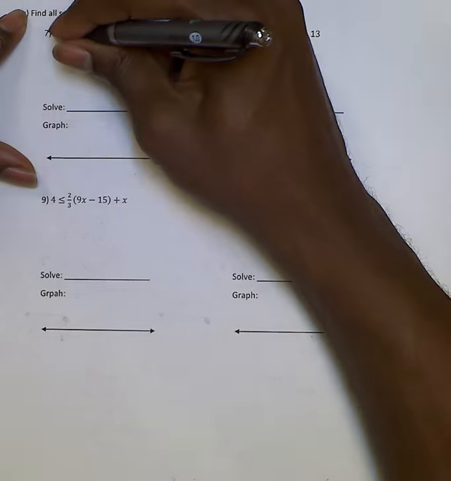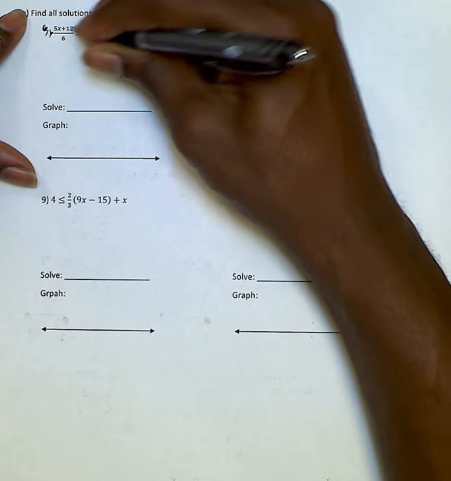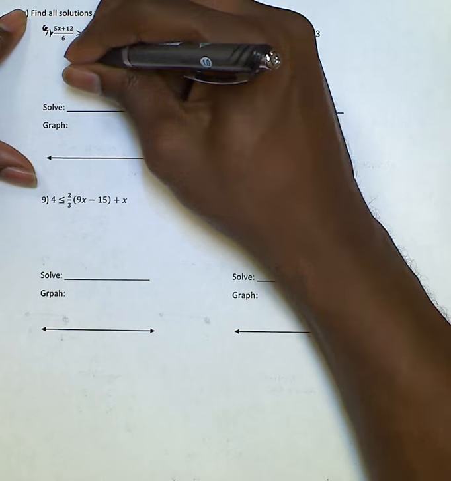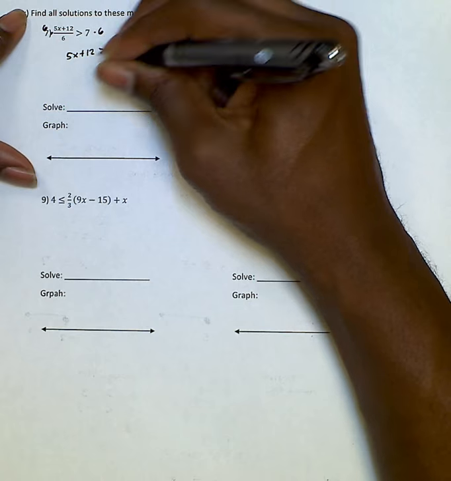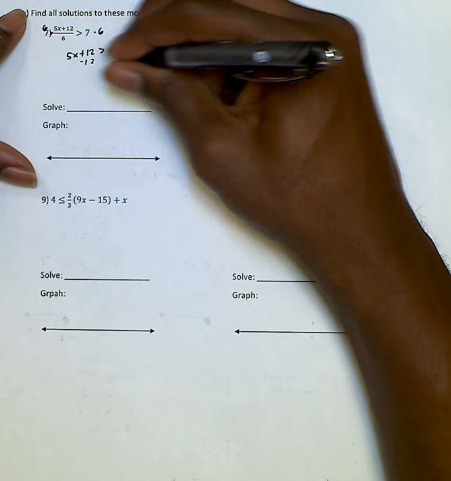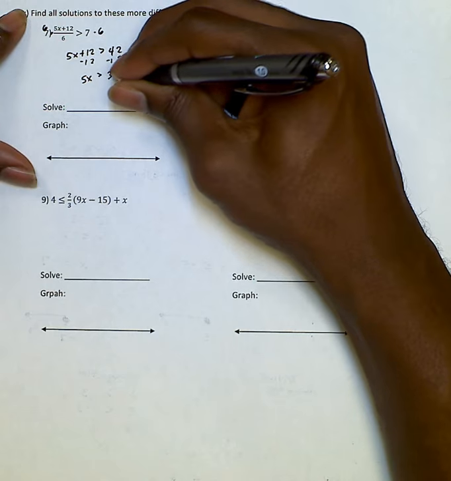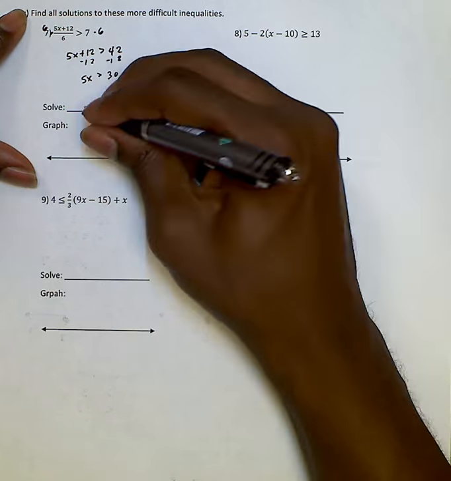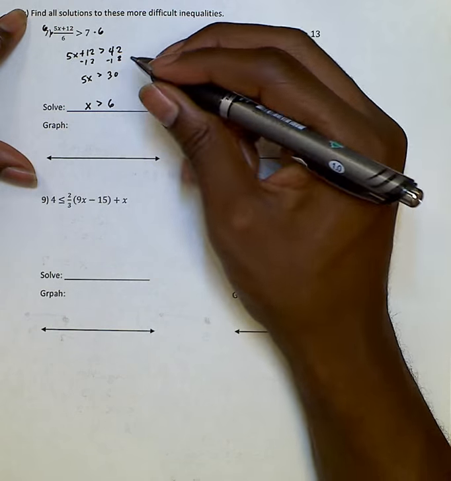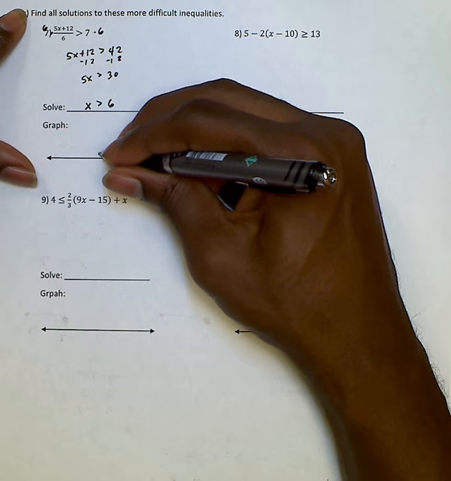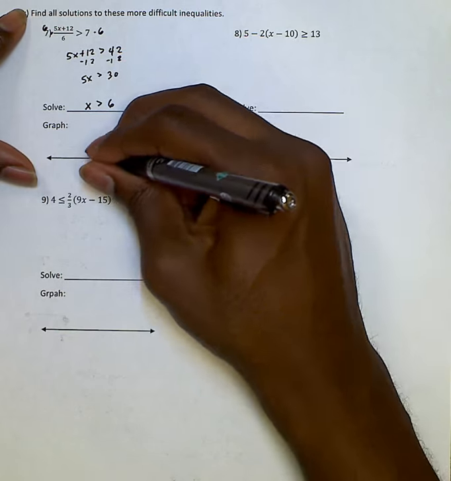Again, we're solving it just how we would solve an equation. I'm going to multiply both sides by 6. And for me, that gives me 5x plus 12 is greater than 42. I'll subtract 12 from both sides. 5x is greater than 30. And then divide by 5. X will be greater than 6. Greater than, open circle, greater than, go to the right.